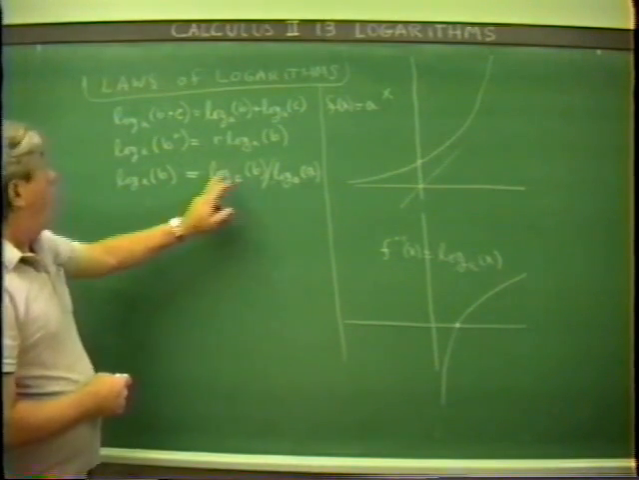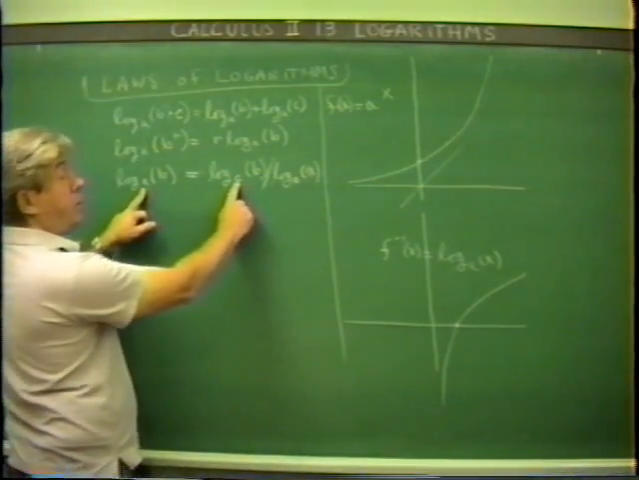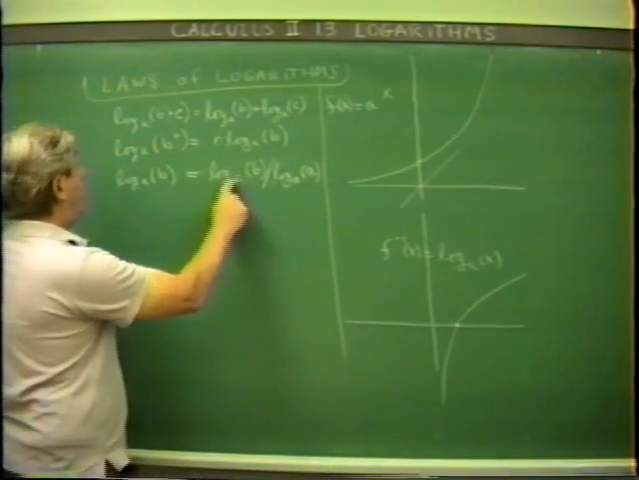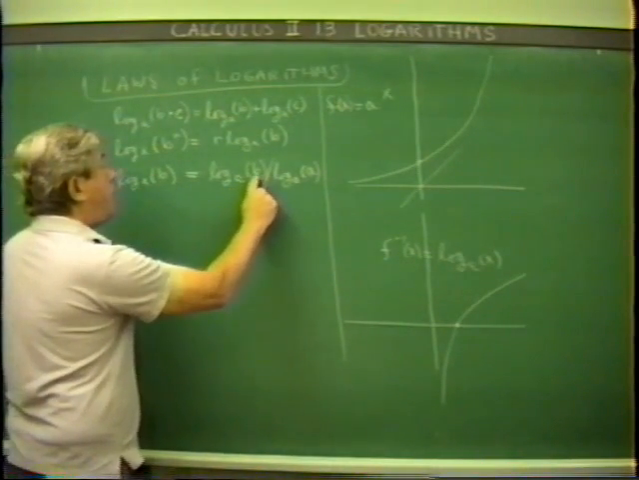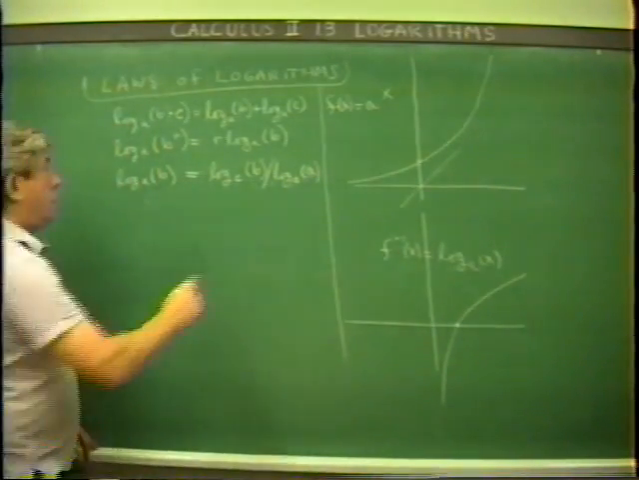To change to a new base c, or to compute in a base a when you know a base c, for example, log to the base 10 is commonly used. If you wanted instead log to the base 3 of a number, you can compute the log to the base 10 of the number and divide that by the log to the base 10 of 3.